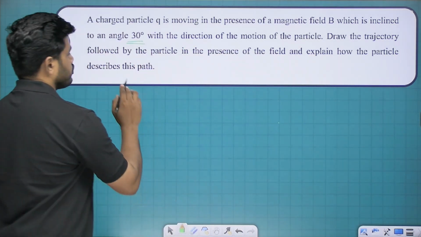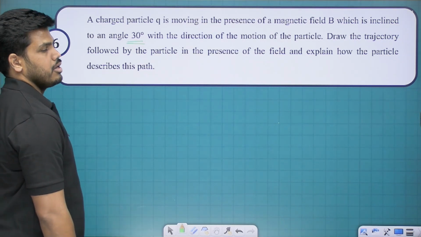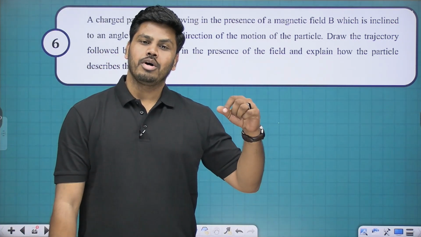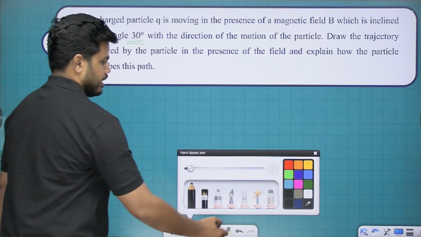Draw the trajectory followed by the particle in the presence of the field and explain how the particle describes this path. What will be the shape of the path? You must have identified by now, it is a helical path, right?